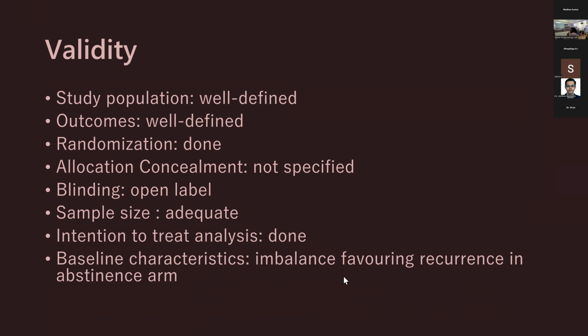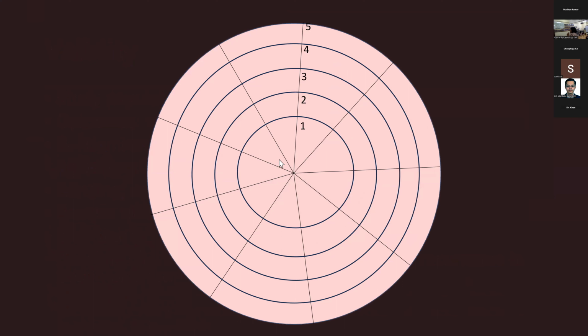So now we'll go on to look at how pragmatic the study is using the PRECIS-2 tool. As you know, this is the PRECIS wheel. Closer to 1 is more explanatory, closer to 5 is more pragmatic. We'll look at each and every domain and try to score them on the PRECIS-2 wheel.